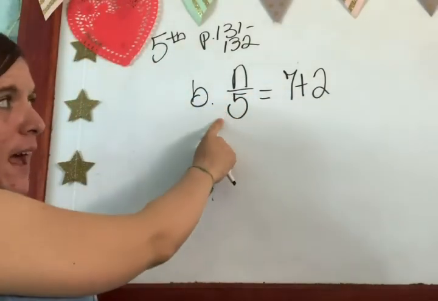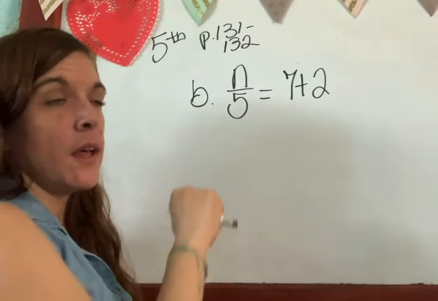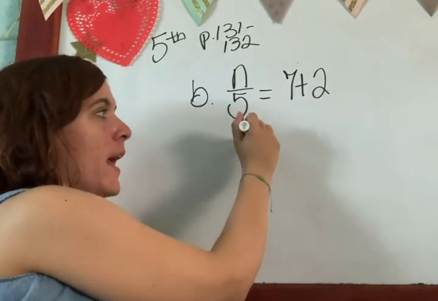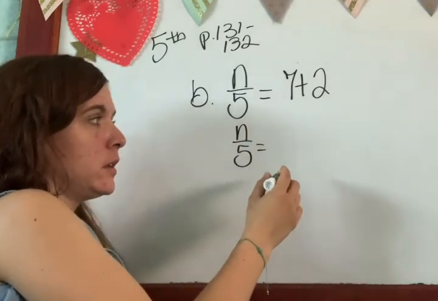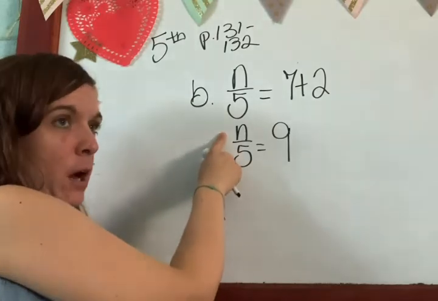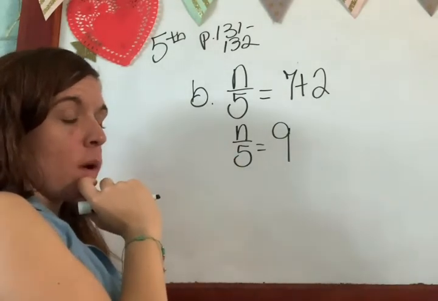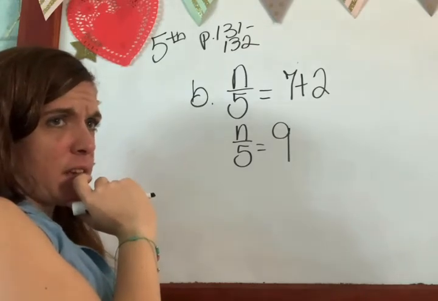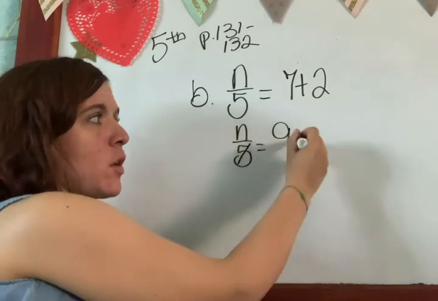N divided by 5 equals 7 plus 2. The first thing we do is what? Add your 7 plus 2. N over 5 equals, what's 7 plus 2, Dueno? 9. Okay, what is the 5 doing to the n, Mario? Dividing. What's the opposite of dividing, Safir? Multiplying. So we're going to cross this out and put it over here.